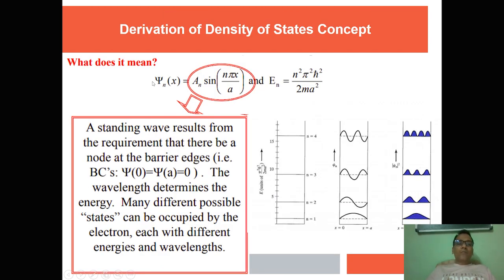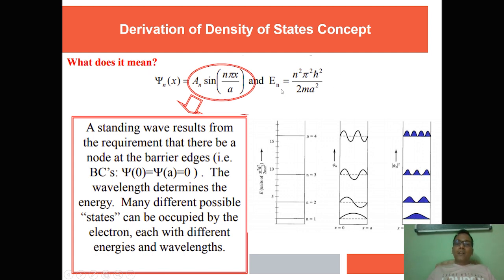So here, what is the meaning of this? This wave function psi, which is actually a standing wave, results from the requirement that there will be a node at the barrier edge. So here one node is here, and in the barrier there will be different nodes at different values of n, and these are different discrete energy values for n equal to 1, 2, n equal to 3, and n equal to 4.